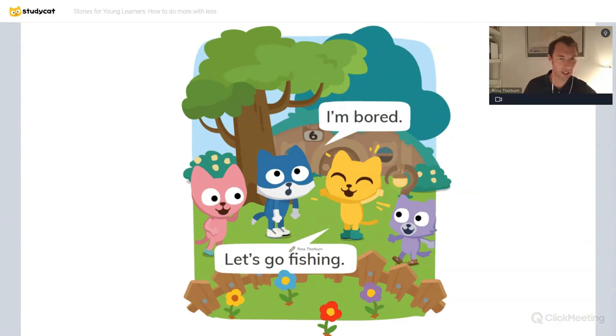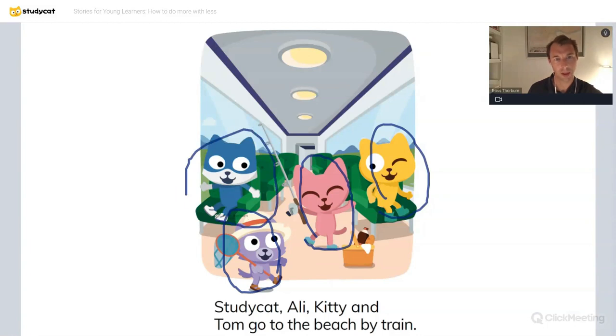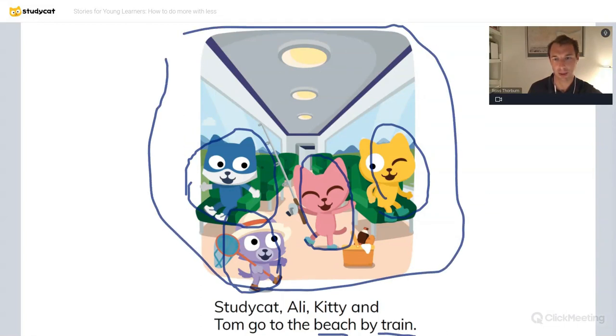Okay, so let's look at this one. This is Fishing. I think this is my favorite story. So here we are. I guess this is Tom's house. And Tom says, I'm bored. And Studycat has a great idea. Studycat says, let's go fishing. I love the drawing here of Tom looking bored. Okay, so here they all are. We've got Studycat over here, Ali, there's Ali, Kitty, and Tom go to the beach. Well done, whoever said beach earlier. And they go by train. So that's them in a train carriage, beautifully drawn.